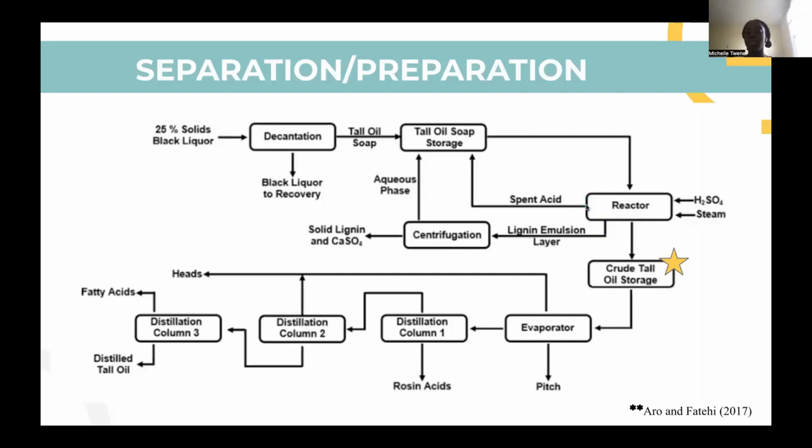Focusing back to the crude tall oil, this is fine to use for machines and cars, but some places require it to be more distilled. So it would go through the evaporator and more distillation columns, but I won't get into that right now.